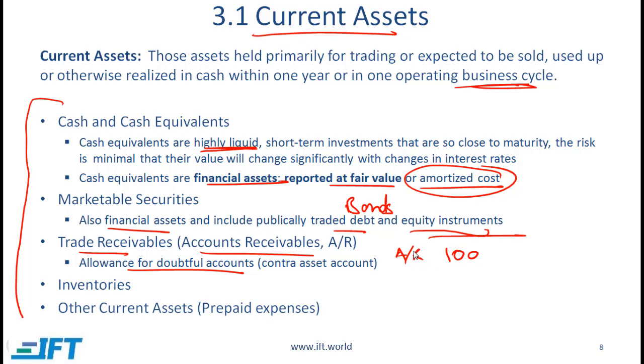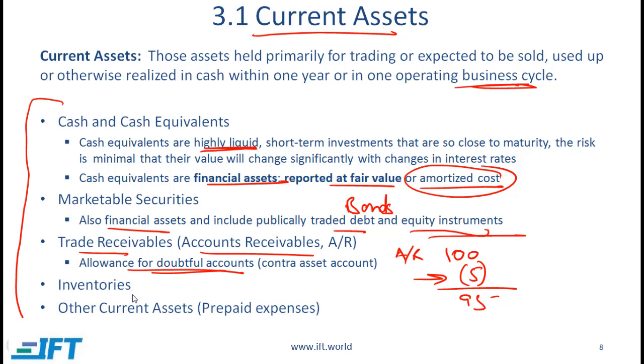You have made the sale and it's a credit sale, so the receivables is 100. However, there is an allowance for doubtful accounts because you expect that out of this 100, 5 will not be paid. This 5 is the allowance for doubtful accounts. This is called a contra asset account because it reduces the value of the asset. So your net accounts receivable is 95.